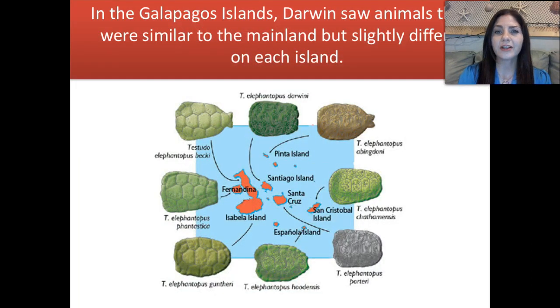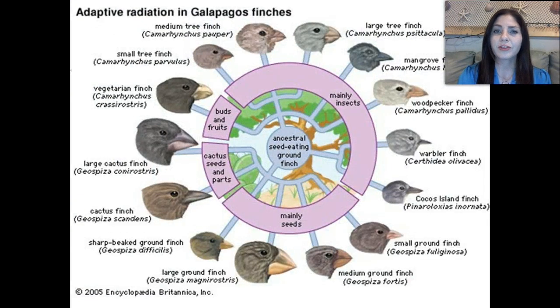In the Galapagos Islands, Darwin saw animals that were very similar to the mainland, but slightly different on each island. The two largest examples would be the tortoise's shells and the beaks of the finches. So all of the tortoise's shells are slightly different from the mainland, each of them adapted for the specific environment of the island that they're on. Same thing with the finches.